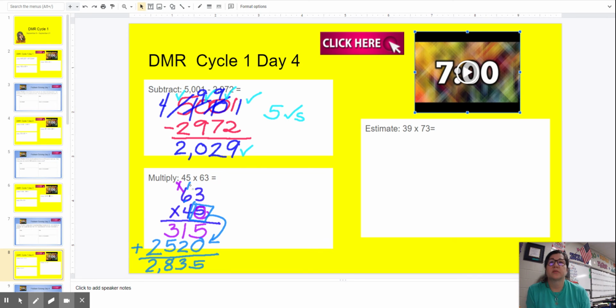So what do you get checks for? You get checks for your cross-outs and carries. You get a check for zeroing this out. You get a check for dropping this 0 down. You get a check for the partial product of 63 times 5 for 315. You get a check for the partial product of 63 times 40 for 2,520. And then, of course, you'll get a check for the correct answer. So 1, 2, 3, 4, 5, 6 checks here.